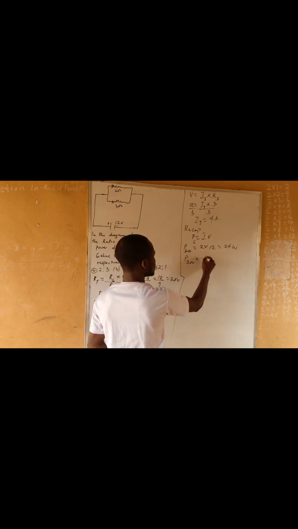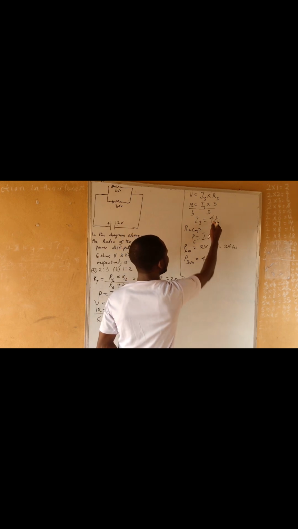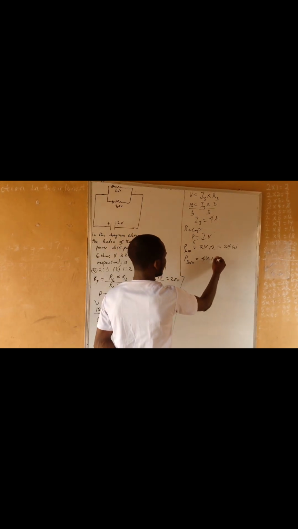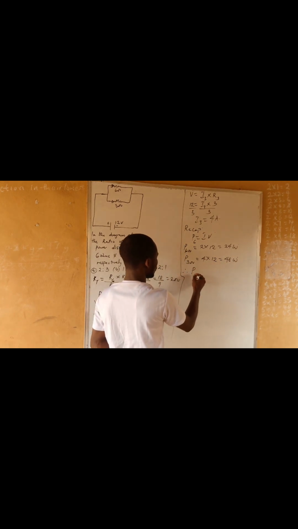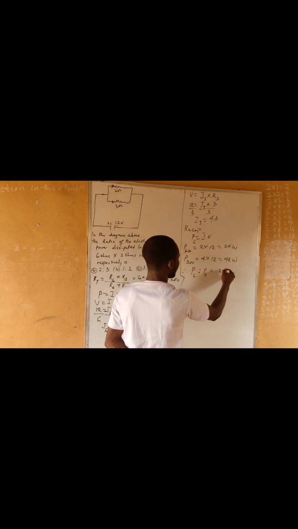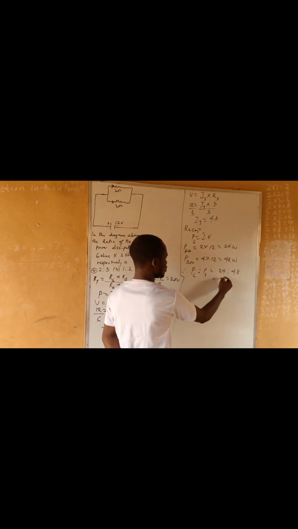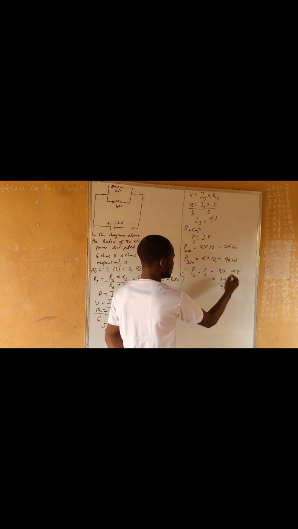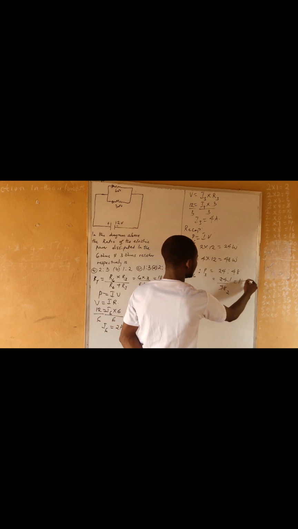Now, let us look at the 3 ohms. What is the current there? The current is 4, times the voltage, which is 12. And that is 48 watts. So therefore, we have P of 6 ratio P of 3, and that is 24 ratio 48. From here, I can say 24 divided by 48, so here 1, here 2. So the answer is 1:2.